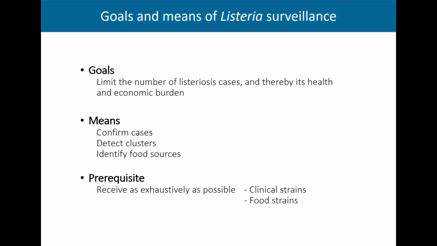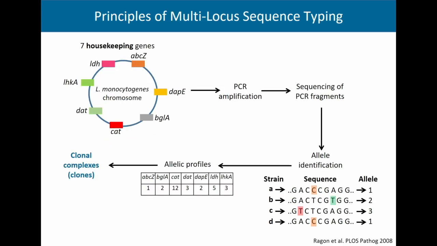What are the goals? These are obvious. Limit the number of listeriosis cases, and thereby its health and economic burden. As you can imagine, the economic burden of such huge outbreaks is really very high. The means is to detect and confirm the cases, detect the clusters of cases related to the same food source, and of course, identify the food sources. The prerequisite, which sounds simple but is not so simple to organize, is to receive as exhaustively as possible both the clinical strains and the food strains in a centralized manner, as we do at the Institut Pasteur.